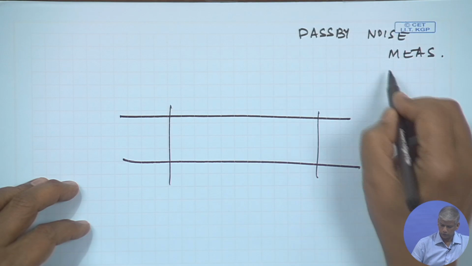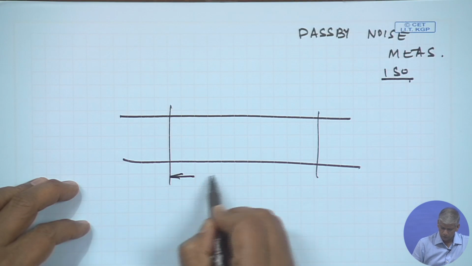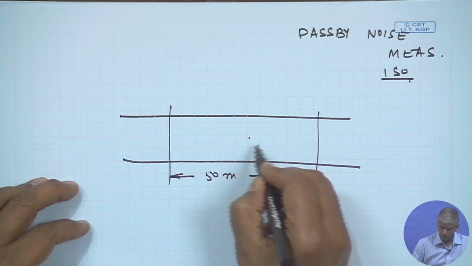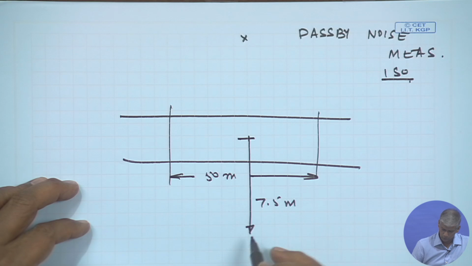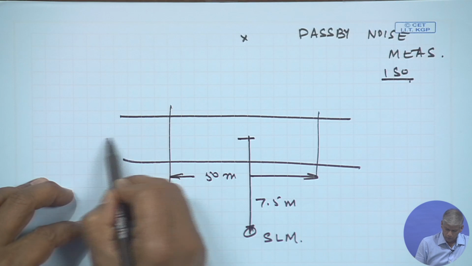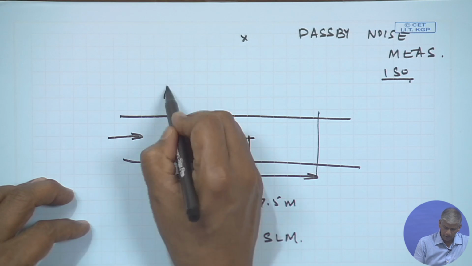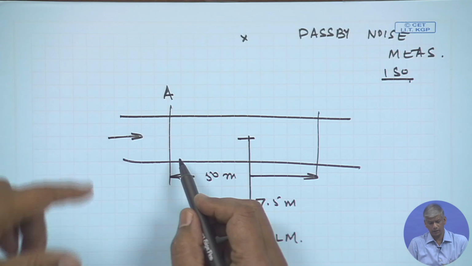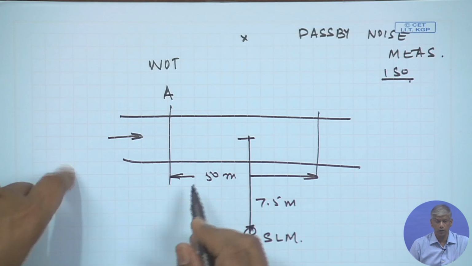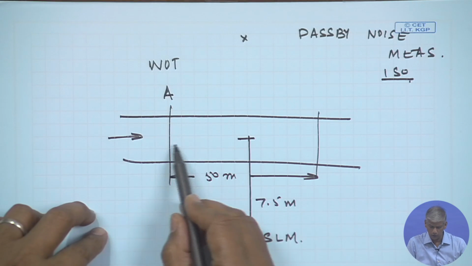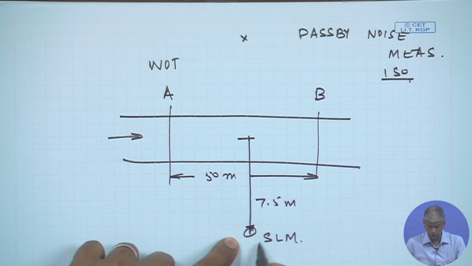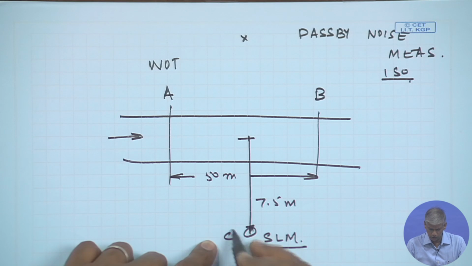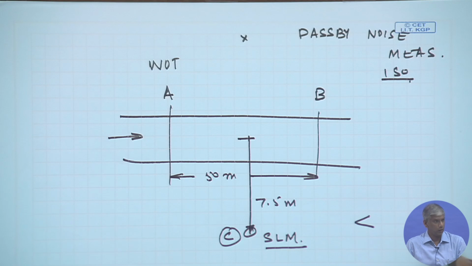There is an ISO standard for that. You can look up the ISO standards. This distance is about 50 meters, and on either side, 7.5 meters from the center of the road, you can put an SLM, and the vehicle is made to move here. Once it comes to point A, in second gear, you are in wide open throttle. The driver slams on the gas and goes to point B, where he releases the gas. The maximum sound level measured at location C has to be less than a certain value. That is the pass-by noise level.